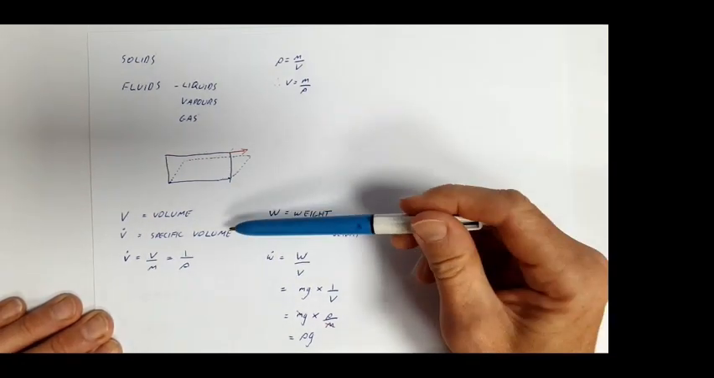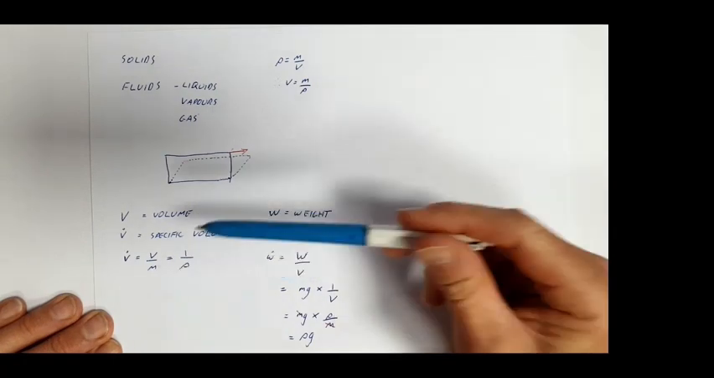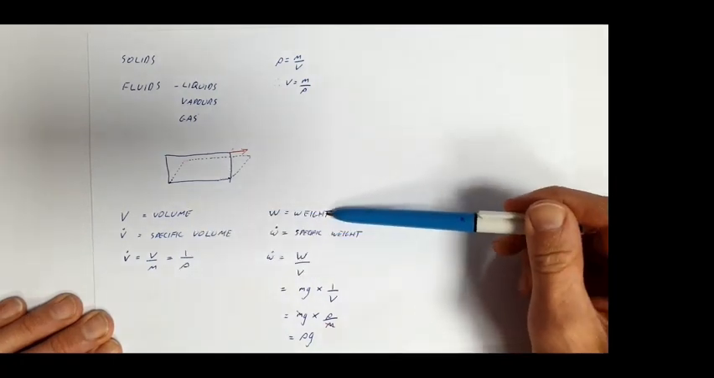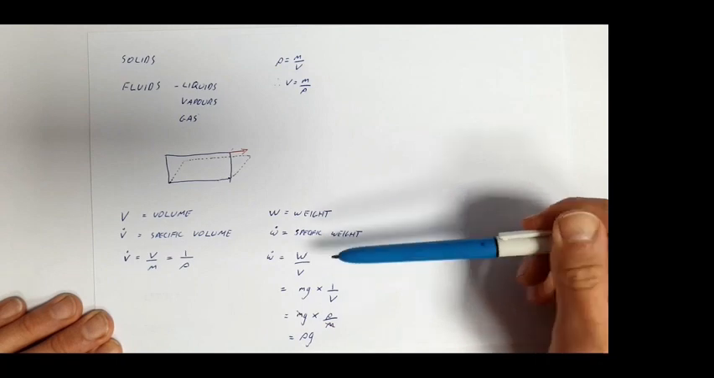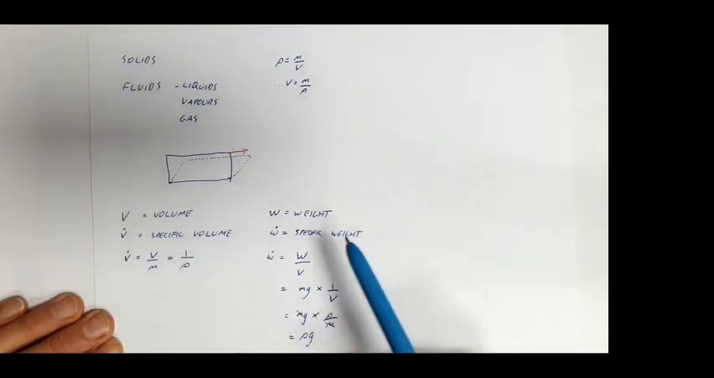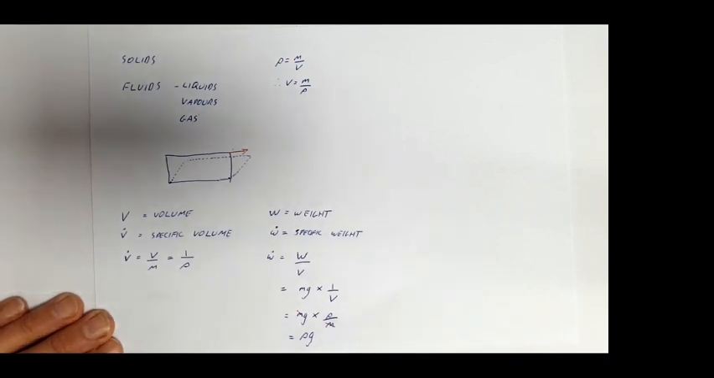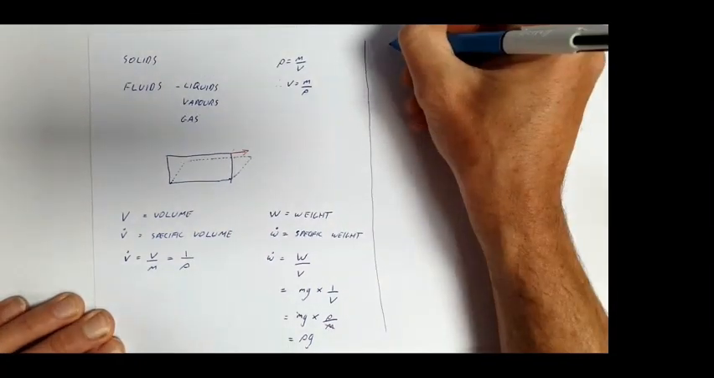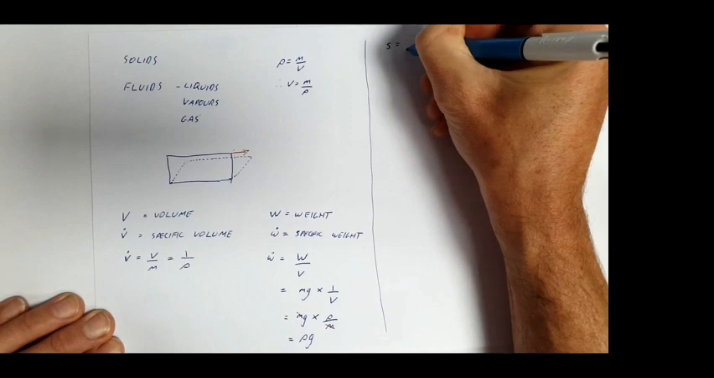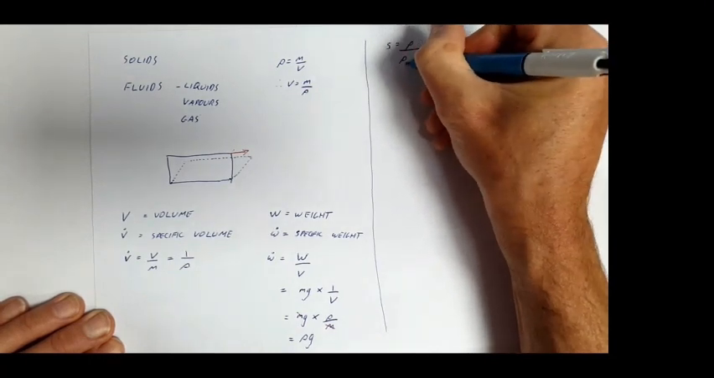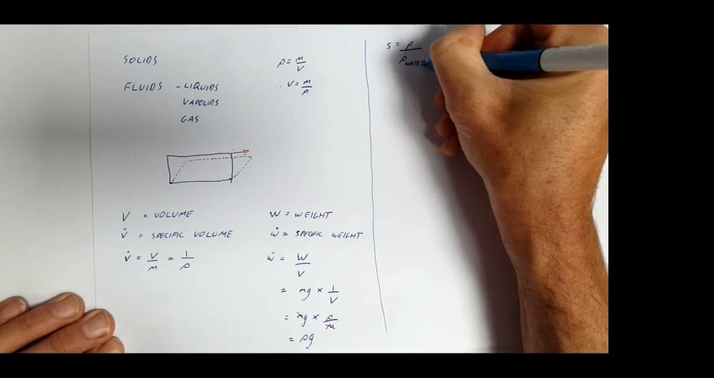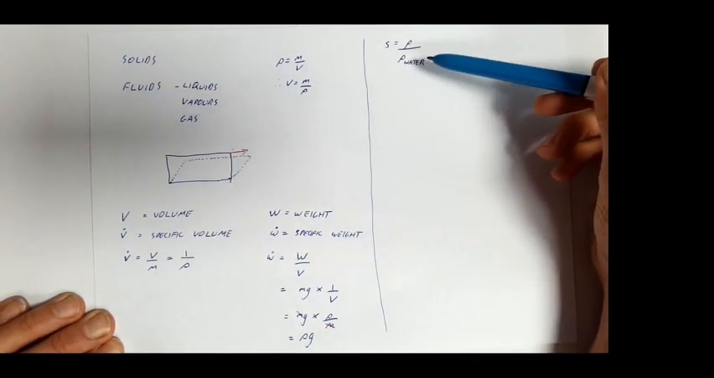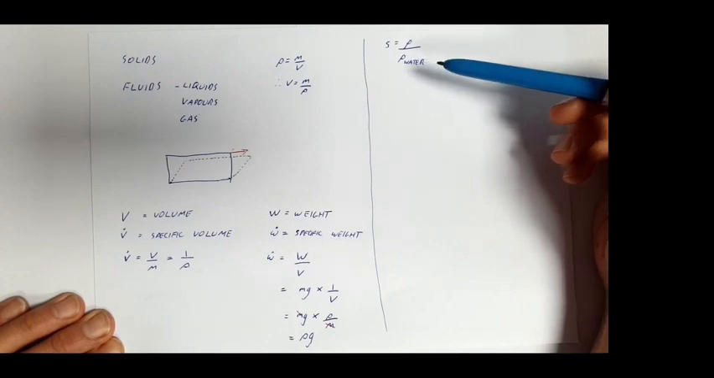Okay, so to get specific volume, we take volume and divide by mass. To get specific weight, we take weight and divide through by volume. So specific volume, specific weight. We will also use specific gravity. Now, specific gravity is simply the density of something relative to water. So specific gravity is simply the density divided by the density of water. Now, the density of pure water is 1,000 kilograms per meter cubed.